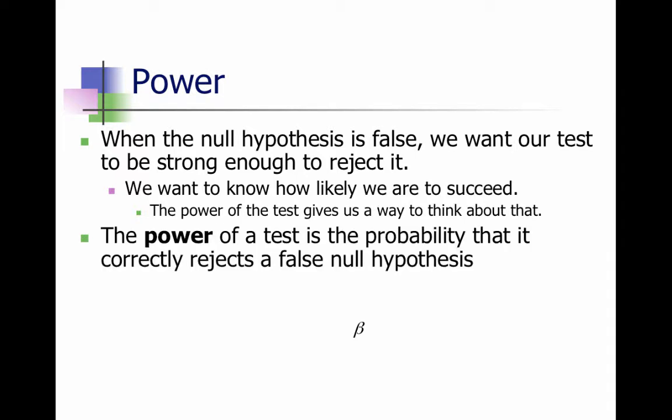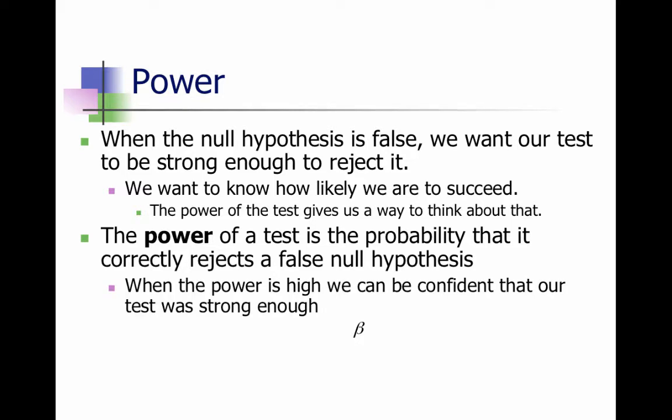So one more time, the power of a test is the probability that it correctly rejects a false null hypothesis. Another way to think about this is that the power of a test is the probability that the test correctly finds in favor of the alternative hypothesis. When the power is high, we can be confident that our test was strong enough. And the power of the test is 1 minus beta. So beta is the probability of a type 2 error. You subtract that from 1 and that gives you your power.